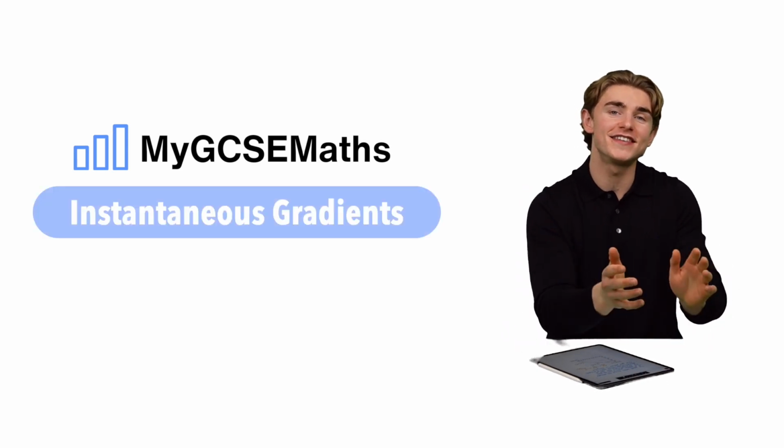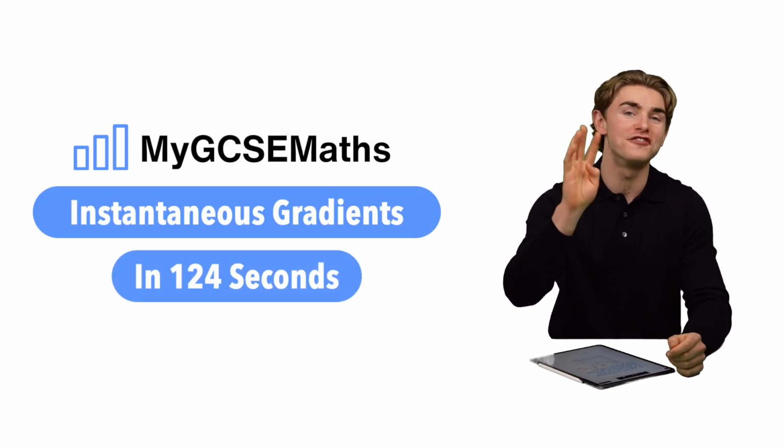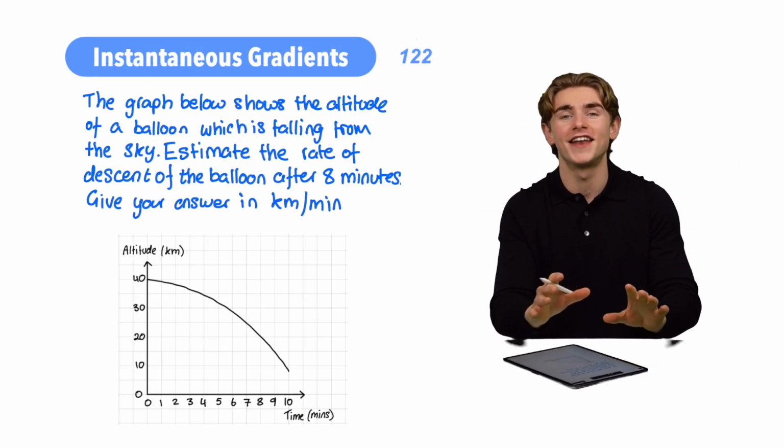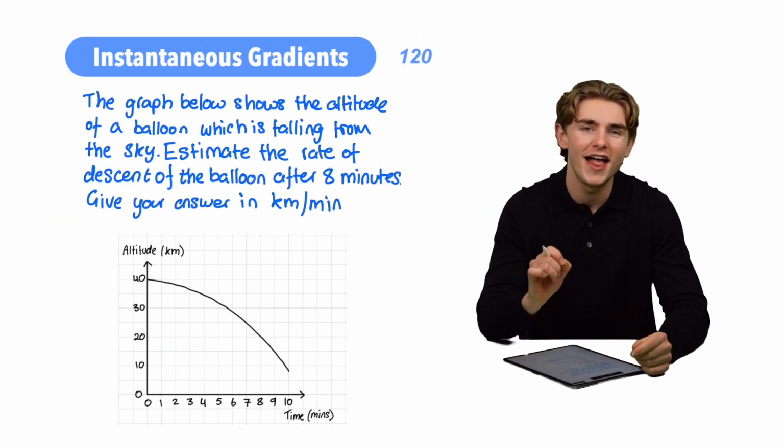Now to calculate instantaneous rates of change in 124 seconds, let's go. Questions like this one, guys, are super common in exams, especially our higher paper. Let's have a look at this one.